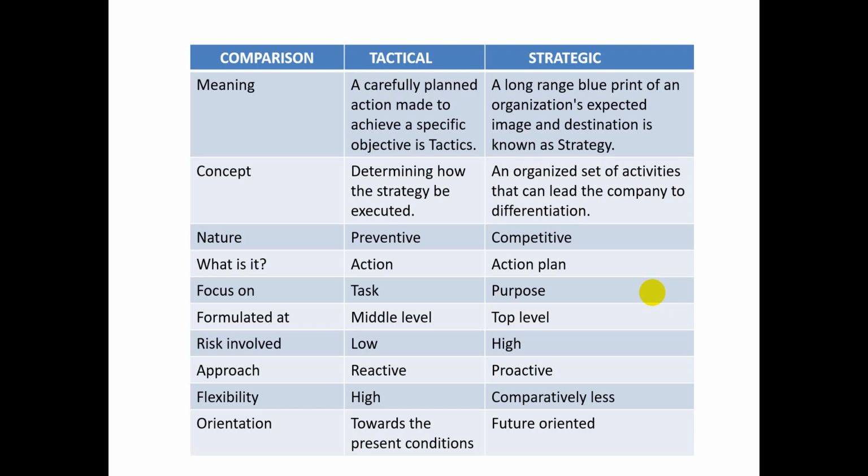If we compare tactical and strategic in terms of meaning, tactical is the carefully planned action made to achieve a specific objective, whereas strategy is the long-range blueprint of the organization for the destination you are supposed to reach. Concept-wise, tactical determines how the strategy is executed, whereas strategy is the set of activities that leads the company toward initiation or differentiation. Nature is preventive in tactical and competitive in strategic. Tactical is action oriented, while strategic is action plan oriented.